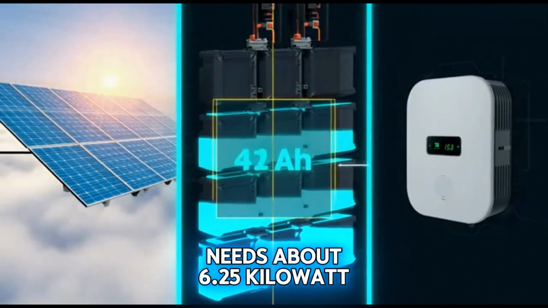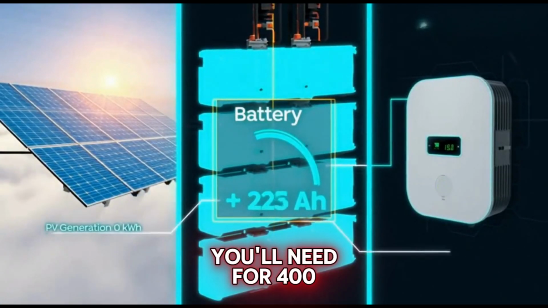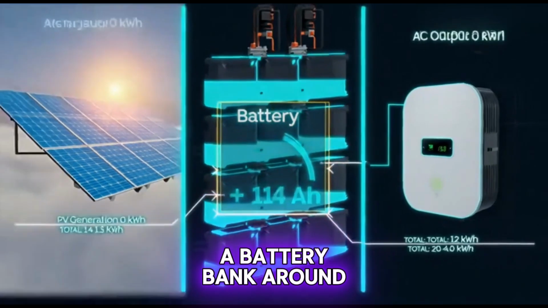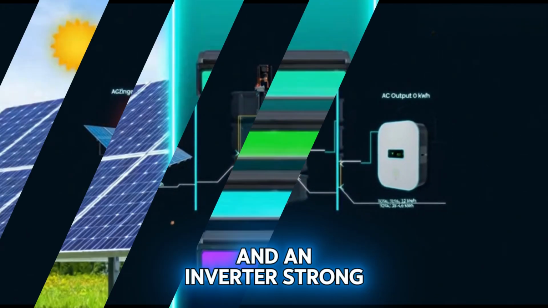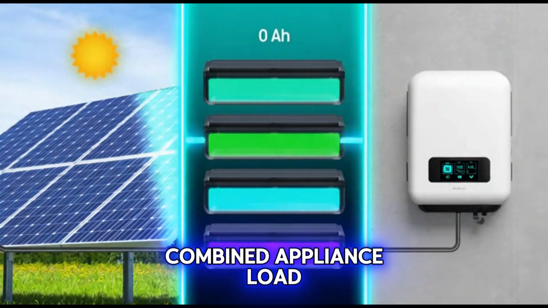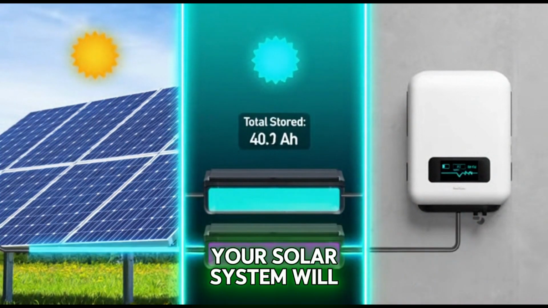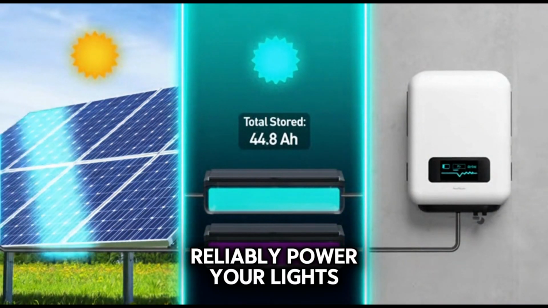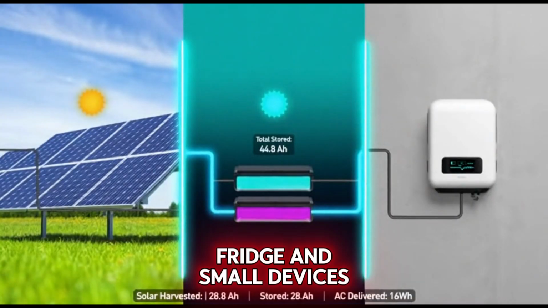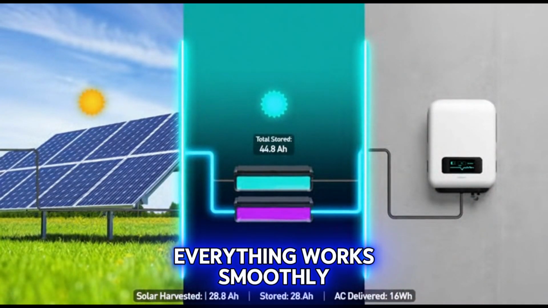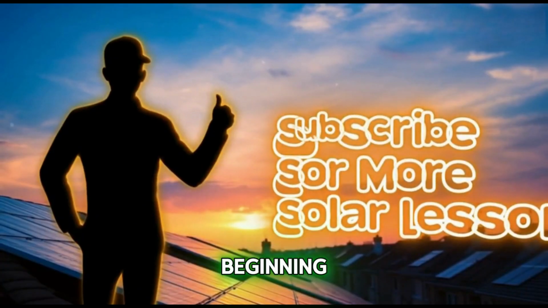For a home that needs about 6.25 kilowatt-hours daily, you'll need four 400-watt solar panels, a battery bank around 260 amp-hours at 24 volts, and an inverter strong enough to handle your combined appliance load. With the right calculation, your solar system will reliably power your lights, fan, TV, fridge, and small devices without stress. Everything works smoothly because your setup is correctly sized from the beginning.